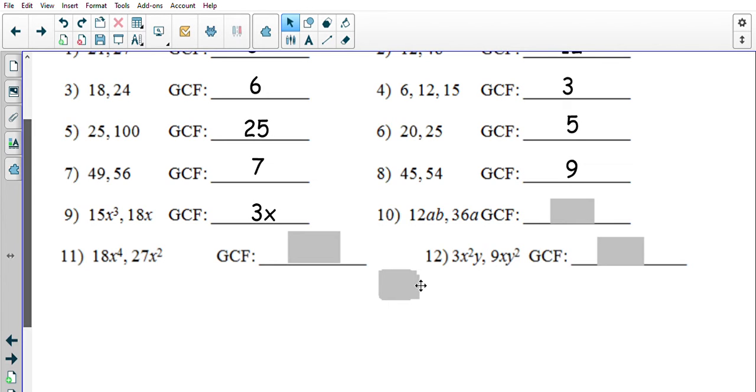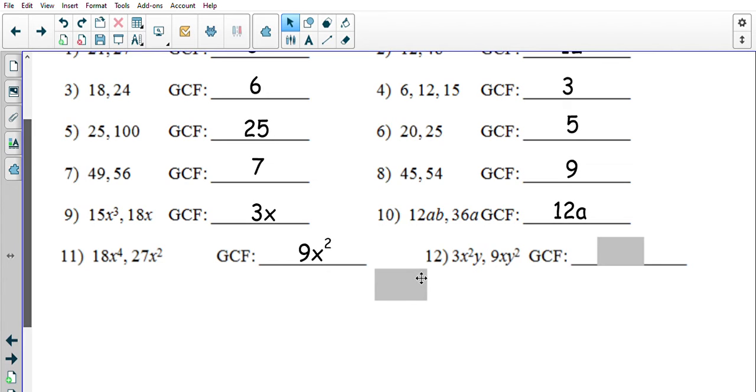Number 10, 12ab and 36a. The largest number that both 12 and 36 divide by is 12, since 12 goes into 36 evenly. We've got a, b, and a. What do they have in common? An a. Number 11, 18x to the fourth power and 27x to the second power. 18 and 27 both divide by 9. There's 4 x's attached here, 2 attached here, so the most I can take from them is 2 x's to get x to the second power.